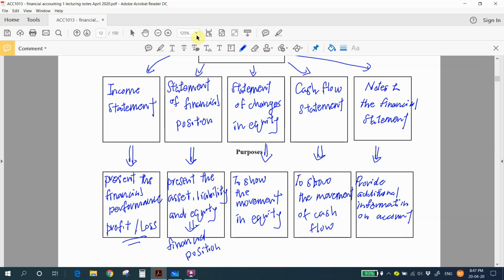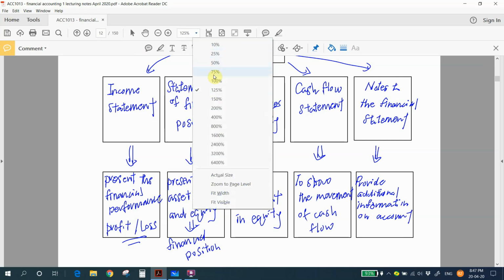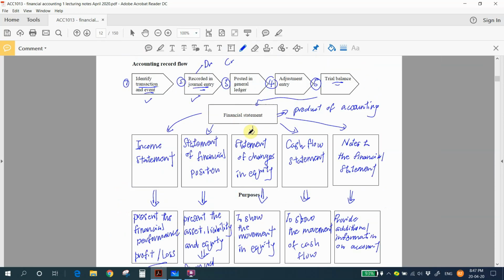And for your information, in FA1, we focus on income statement and statement of financial position. The other three we will cover in your FA2. That's why I don't want to have too much explanation on these three statements, because that will be covered in your FA2. I will focus on income statement and statement of financial position. So we will use a short form in future lessons.